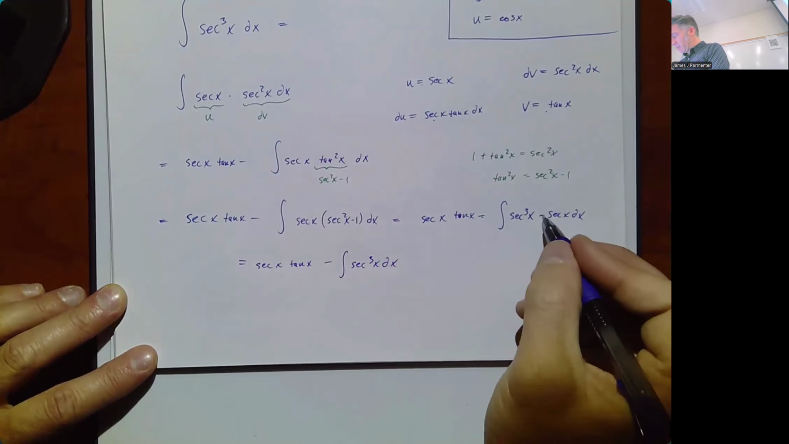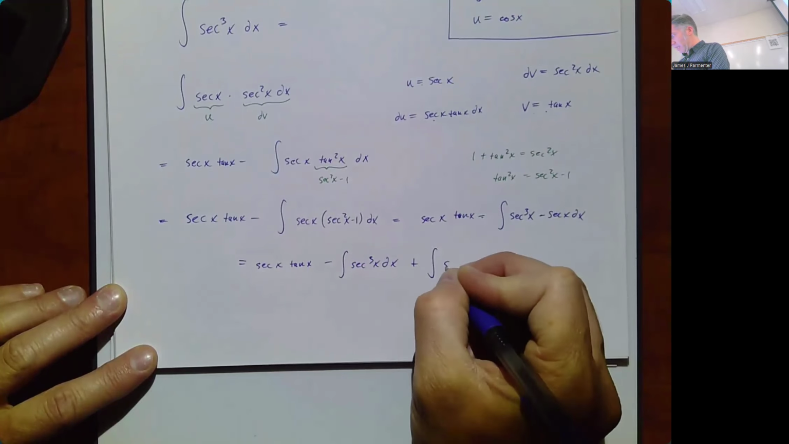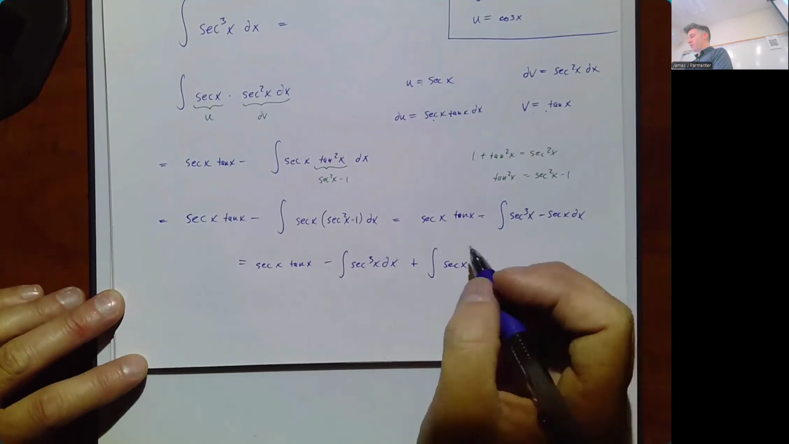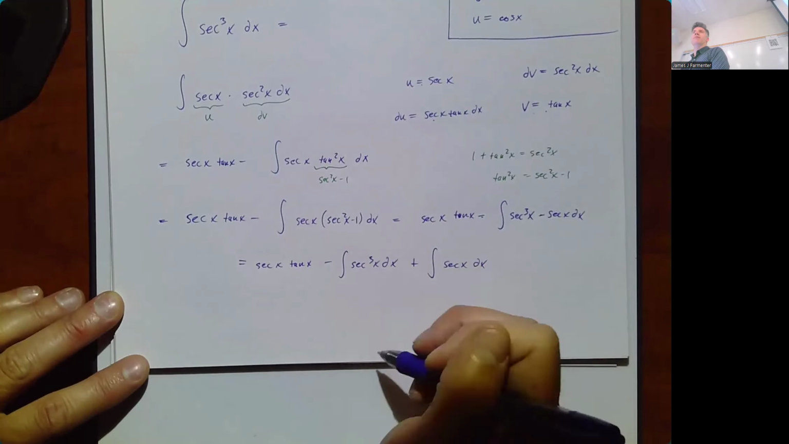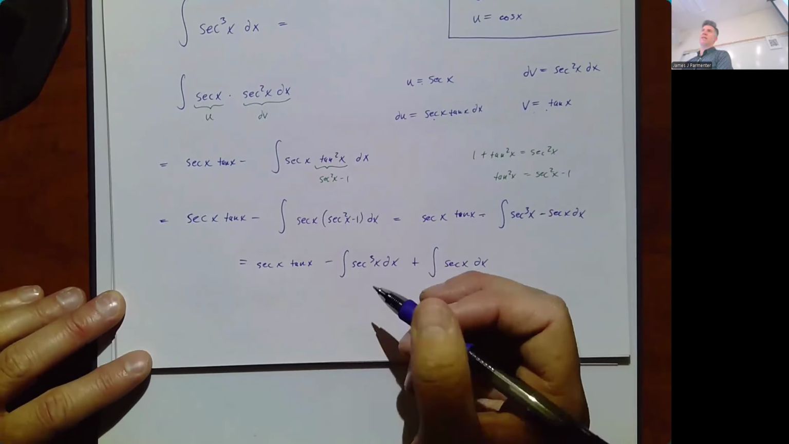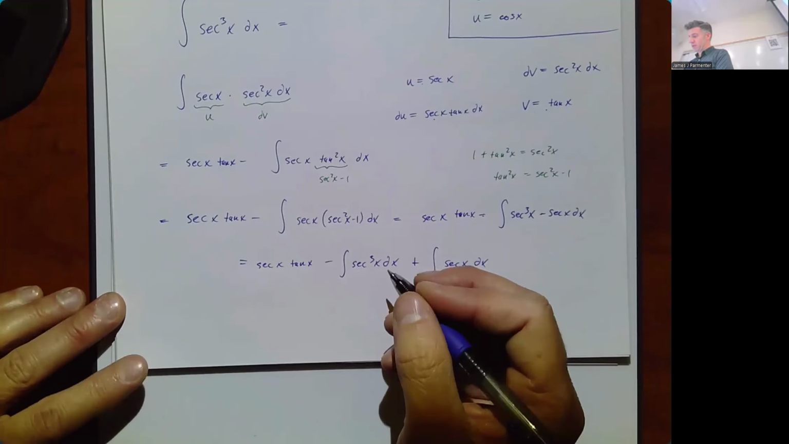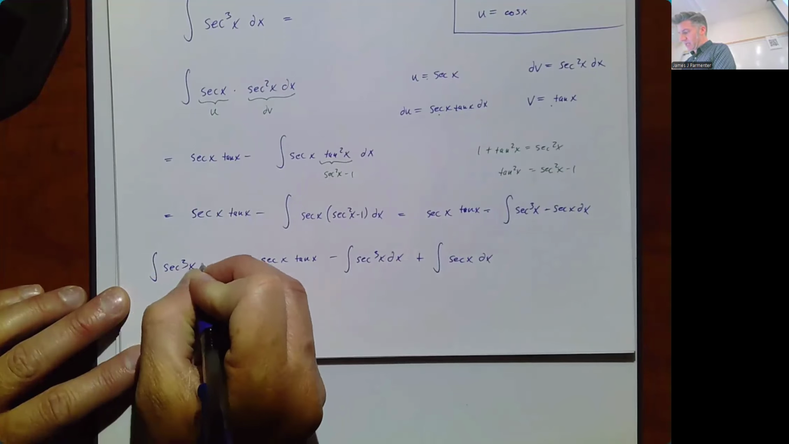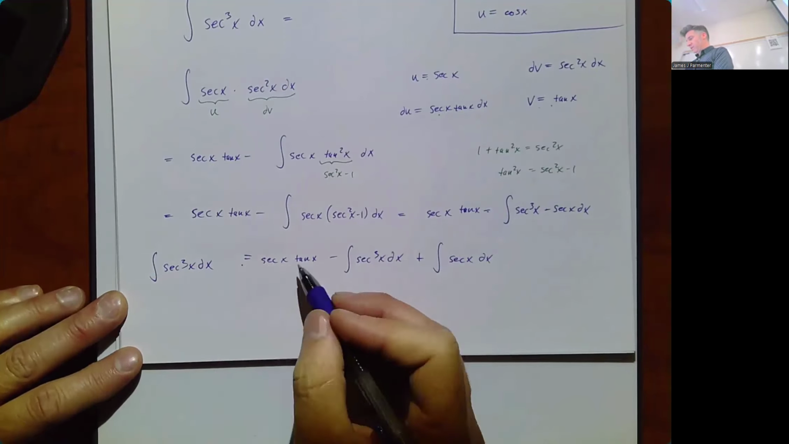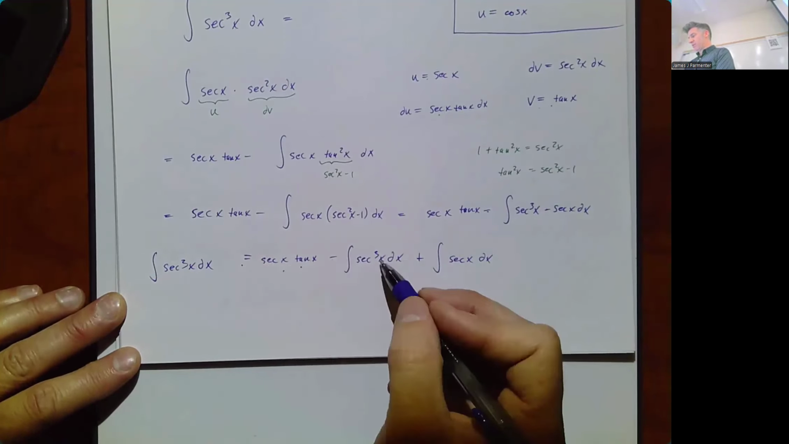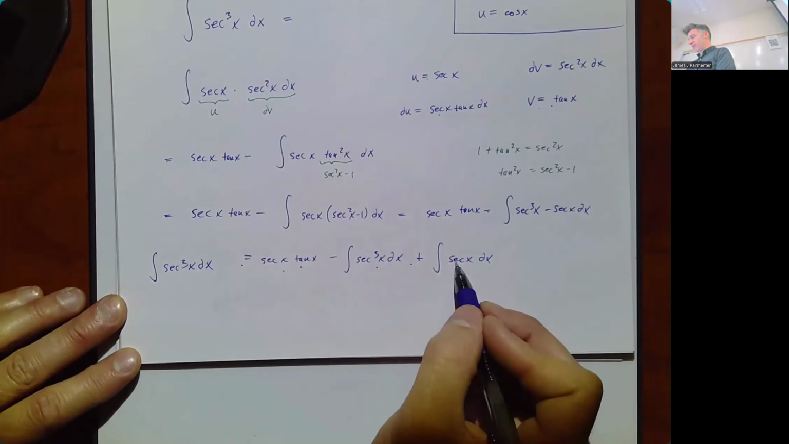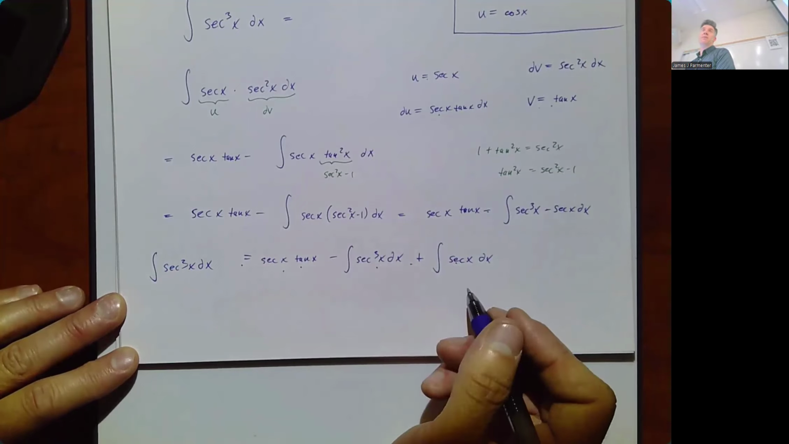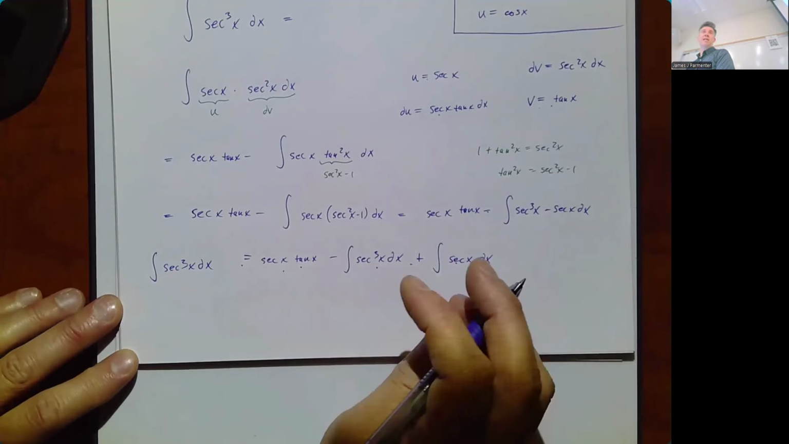And minus a minus makes plus the integral of secant x. Hey, check that out. The thing we were trying to integrate showed up again. We've seen that happen before with the e to the x sine of x, with the e to the x cosine of x. So look, we have the integral of secant cubed x dx equal to secant x tangent x minus the integral of secant cubed x dx plus the integral of secant x, which we just found out was the natural log of the absolute value of secant x plus tangent x. It's a lot of secants and tangents.